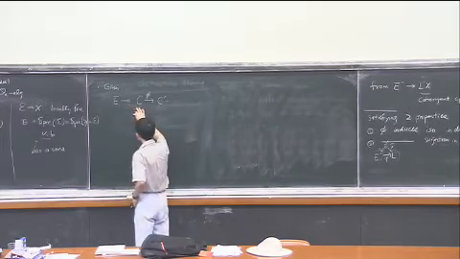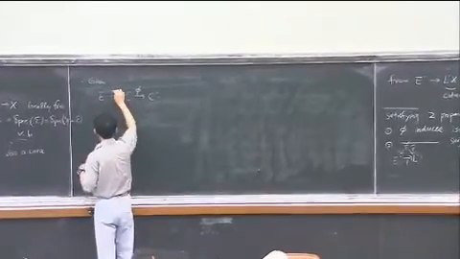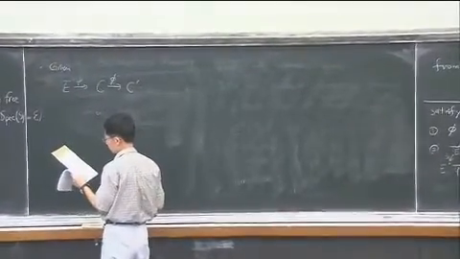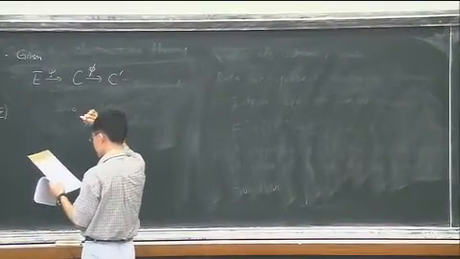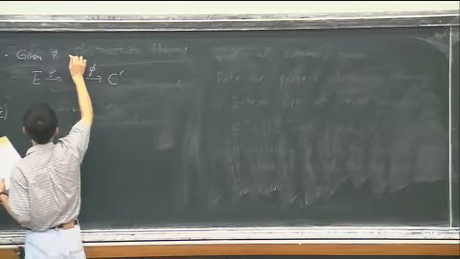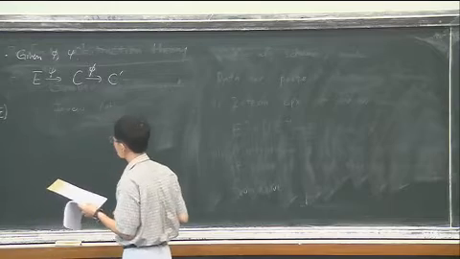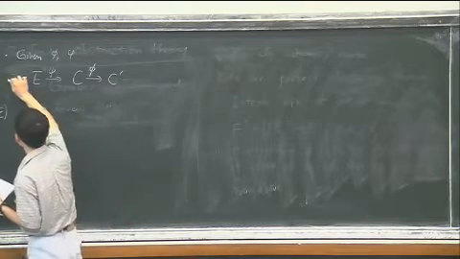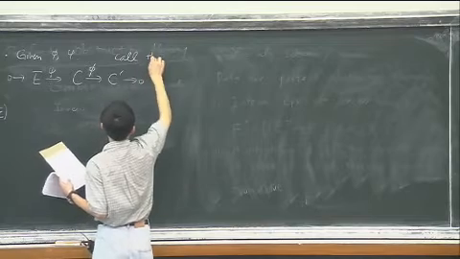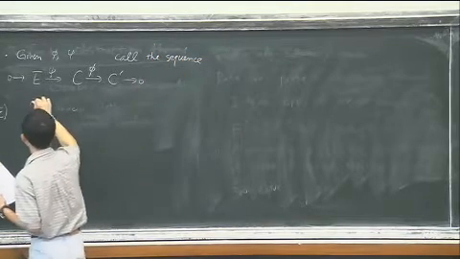And so you have these two morphisms. You're given this. If you're given phi and psi this way, we call the sequence exact.